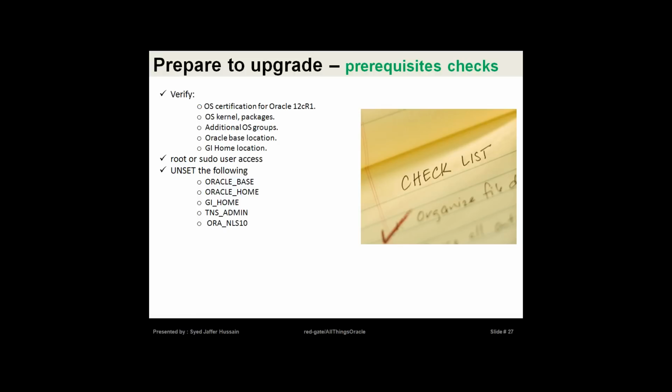You also require root or sudo user access because you are going to execute some scripts, like rootupgrade.sh or root.sh, as root. So you need to ensure that you have the password with you instead of waiting for your Unix admin. Just before you start your upgrade, make sure that you unset all these parameters on the command prompt of the local node from where you are initiating the upgrade process.